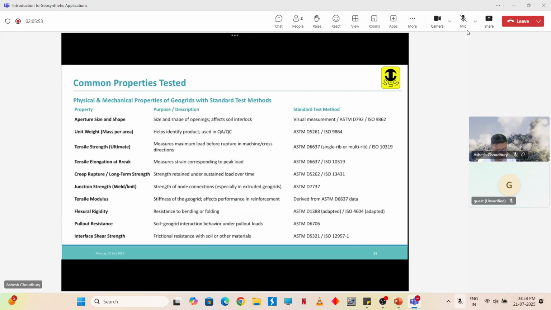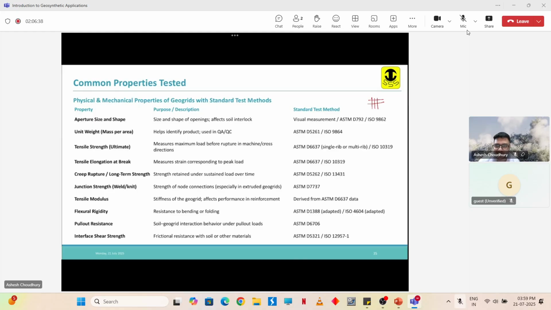So here I have listed some of the important physical and mechanical properties of geosynthetics with standard test methods. Aperture size and shape is nothing but the size and shape of openings that affects the soil interlock. In geogrids, you know, it is a net-like structure, right? So you have openings. You place the geogrid between soil, so there is interlock of these geogrids with the soil. This size of the aperture affects how much interlock will be there. So we need to measure the aperture size and the shape.